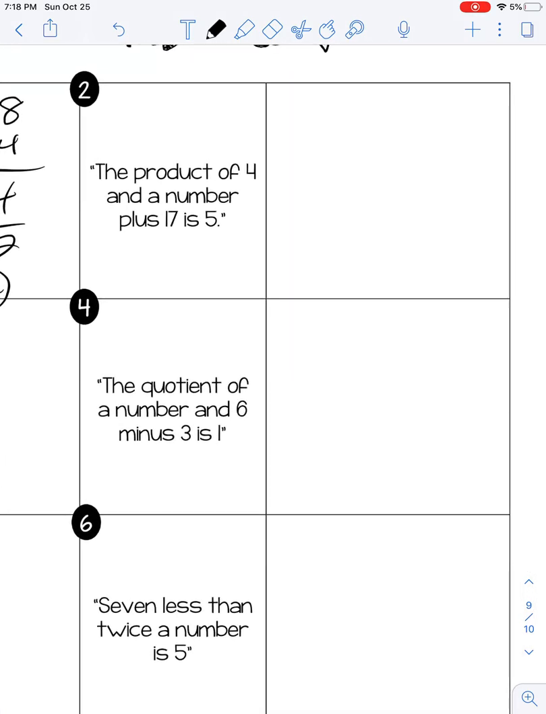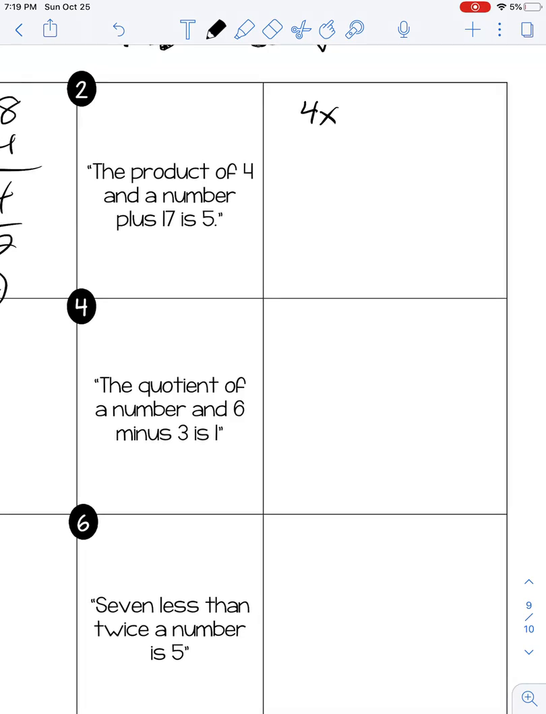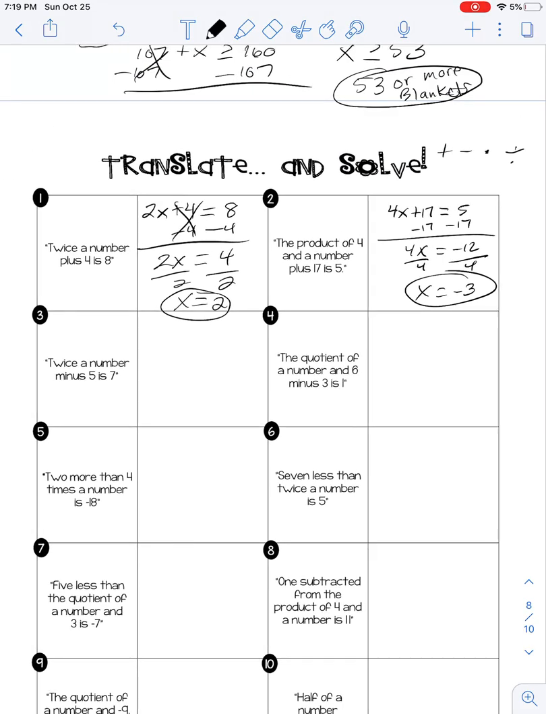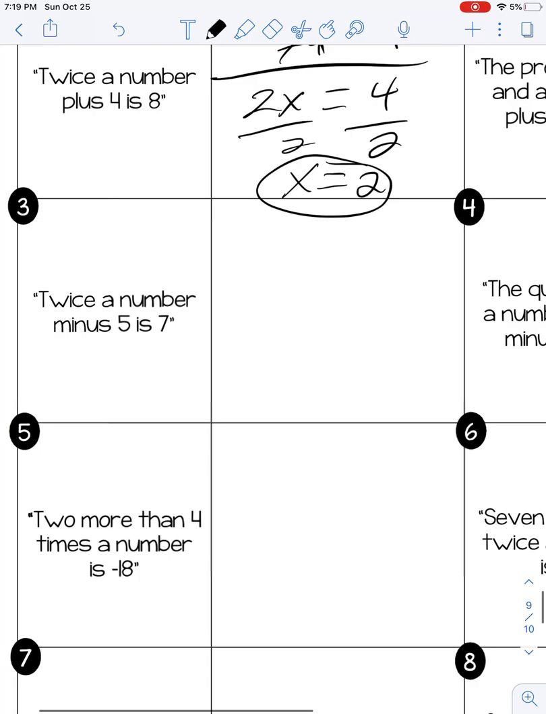All right, on to number 2. The product of 4 and a number. Product means multiplication. Of 4 and a number that we don't know, so that's going to be 4x, plus 17 is 5. Remember, is means equals. So we'll subtract 17. We get 4x equals negative 12, divided by 4. X equals negative 3.